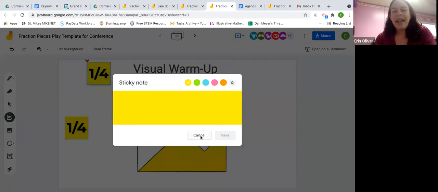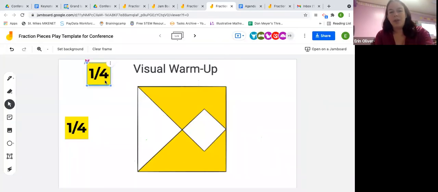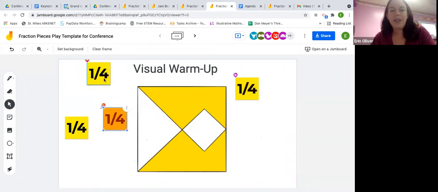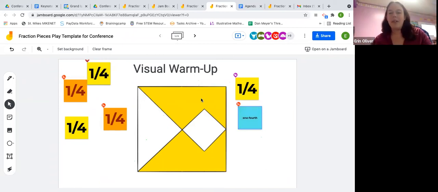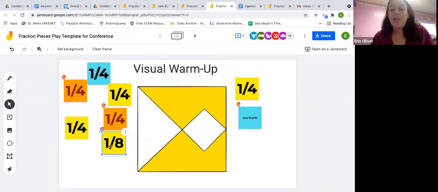And what happens then is a bunch of people's Post-its will all end up in this one spot, and I'll just kind of move them around so we can kind of see everyone's answers. That is a really good trick for not letting students kind of copy someone else's thinking because a Post-it went up sooner than they were finished.